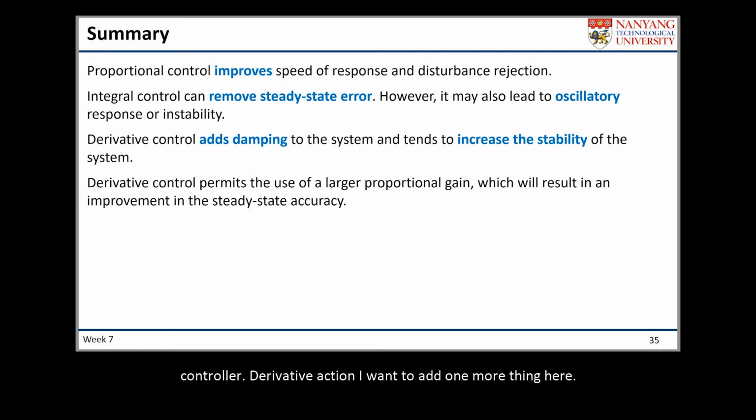Regarding derivative action, I want to add one more thing here. Derivative action will allow us to use a larger proportional gain. By introducing derivative action, the limit of stability of your system with respect to the proportional gain will increase. So in one sense, derivative action also adds more stability to your system, giving you more freedom to increase the proportional gain in your controller.